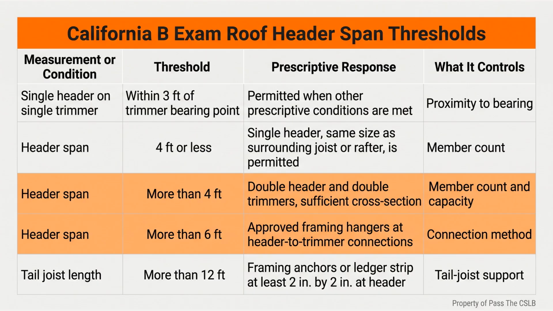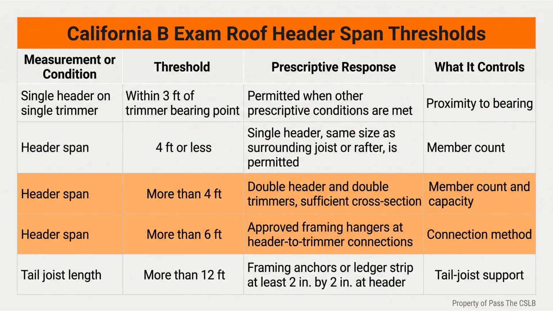The threshold table puts those decisions side by side. 4 feet controls when prescriptive doubling begins. 6 feet controls when approved header to trimmer hangers become mandatory. 12 feet controls added support for long tail joists. The separate 3-foot rule controls when a single trimmer may carry a single header near bearing.